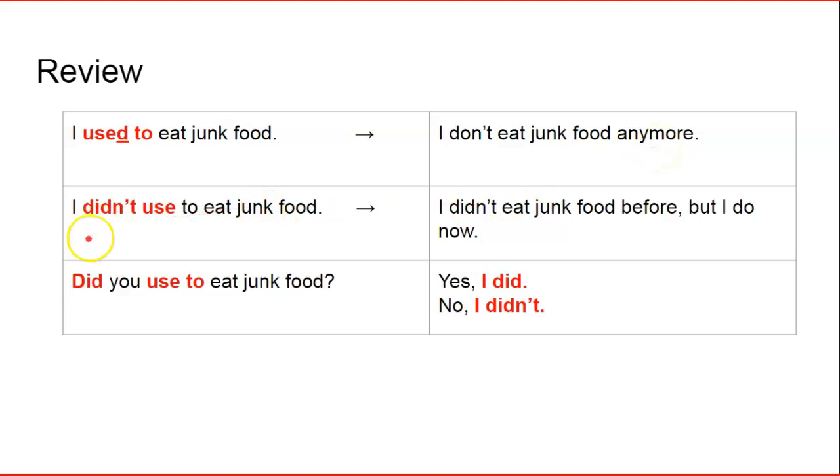Good. Let's see. Geetha, will you read the next one? I didn't used to eat junk food. Uh-oh. Now we made it negative. Sorry, I didn't used to eat junk food. Oh no, you read it right. Yes. Read the next one over here. I didn't eat junk food before, but I do now. That's what it means. You never used to have a problem eating junk food in the past, but now you have a problem. So that's what it means when you make the negative here with this construction.